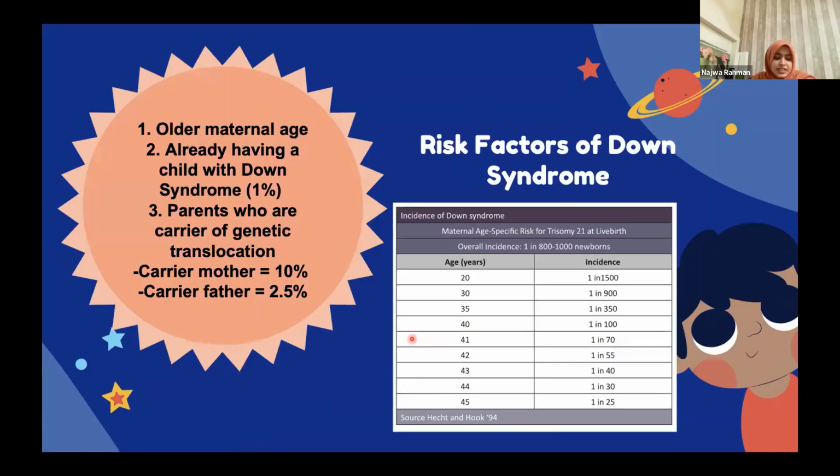Okay, the risk factors for Down syndrome. The first one is older maternal age. As we can refer in this table that I took from pediatric protocols, the older the maternal age, the higher the incidence of having Down syndrome. Next is already having a child with Down syndrome, which means the recurrence risk, as well as parents who are carriers of genetic translocation, as I mentioned earlier.